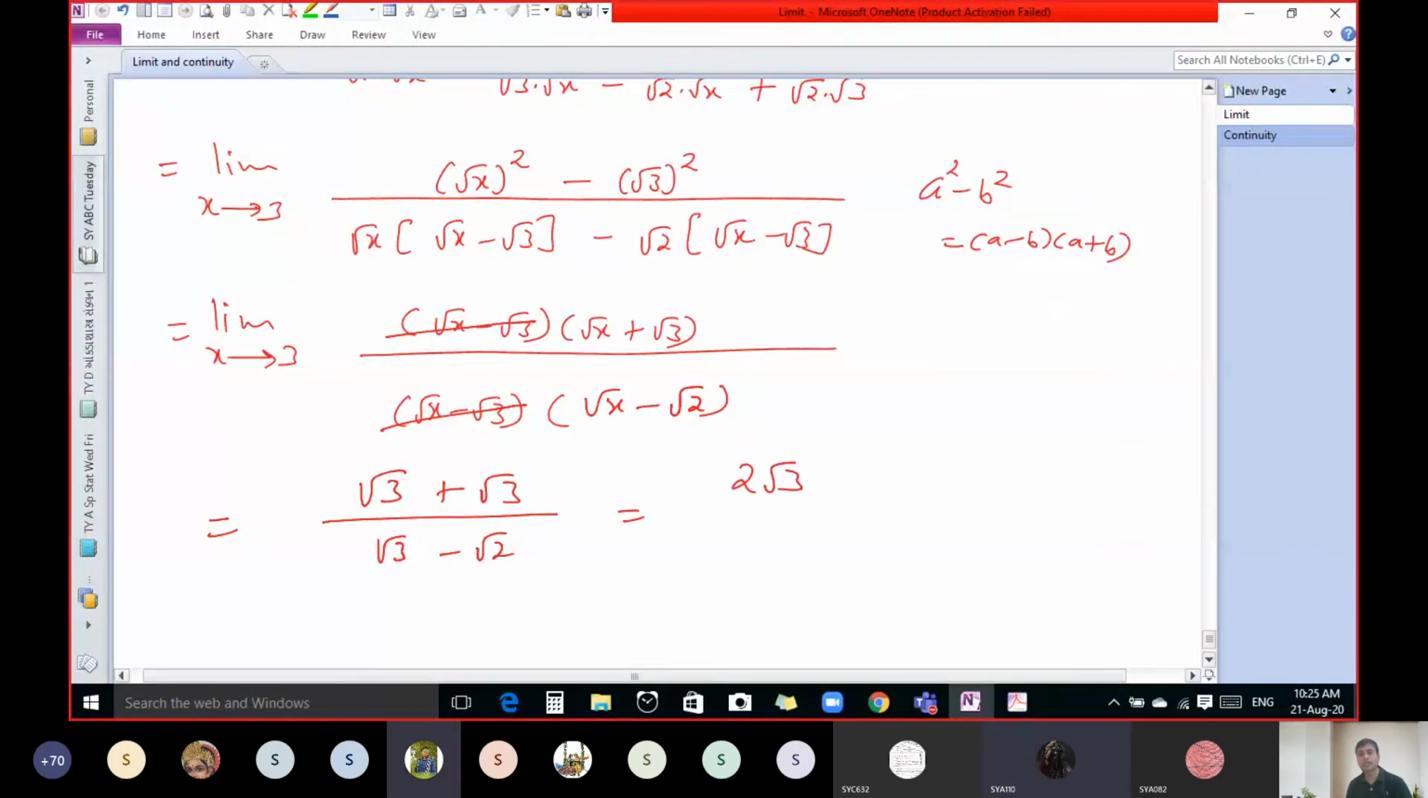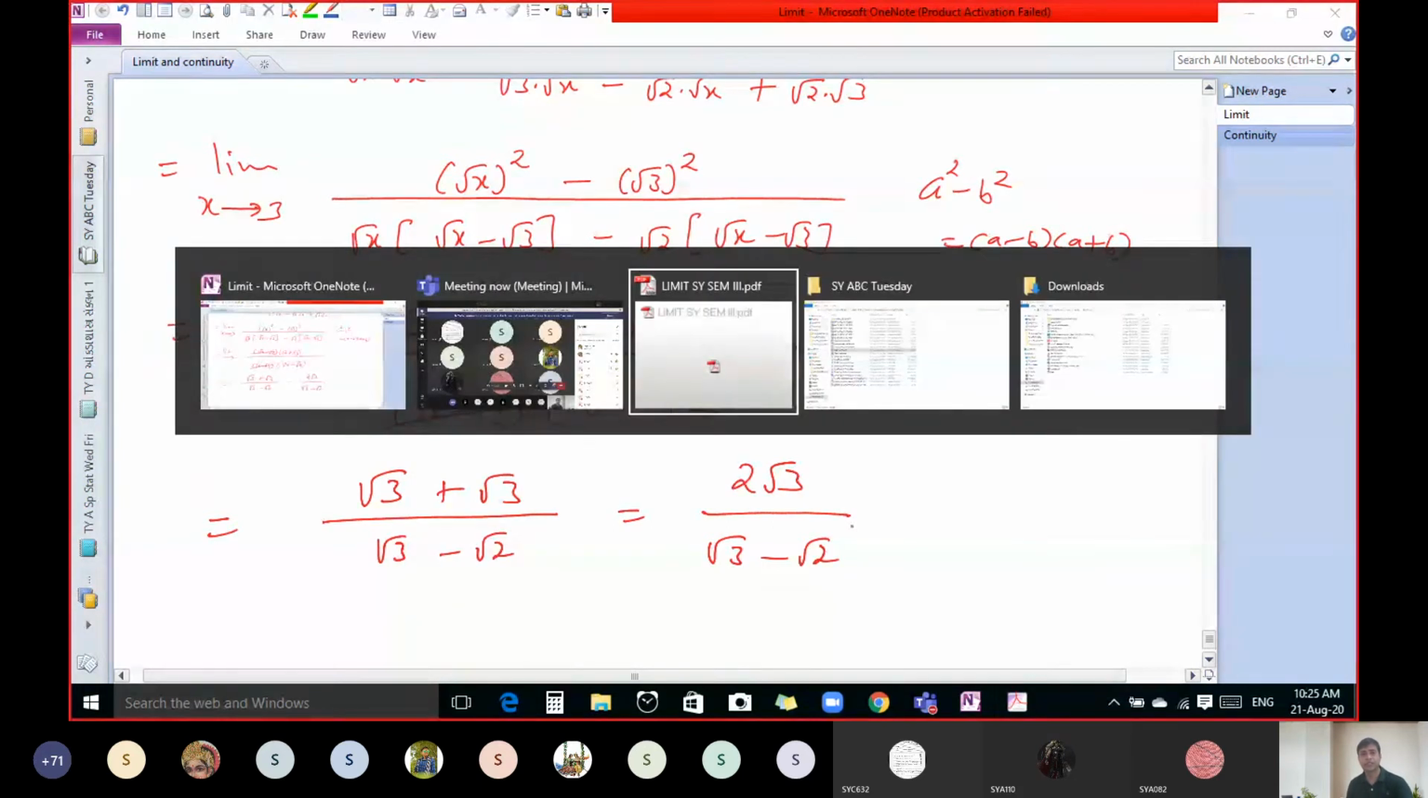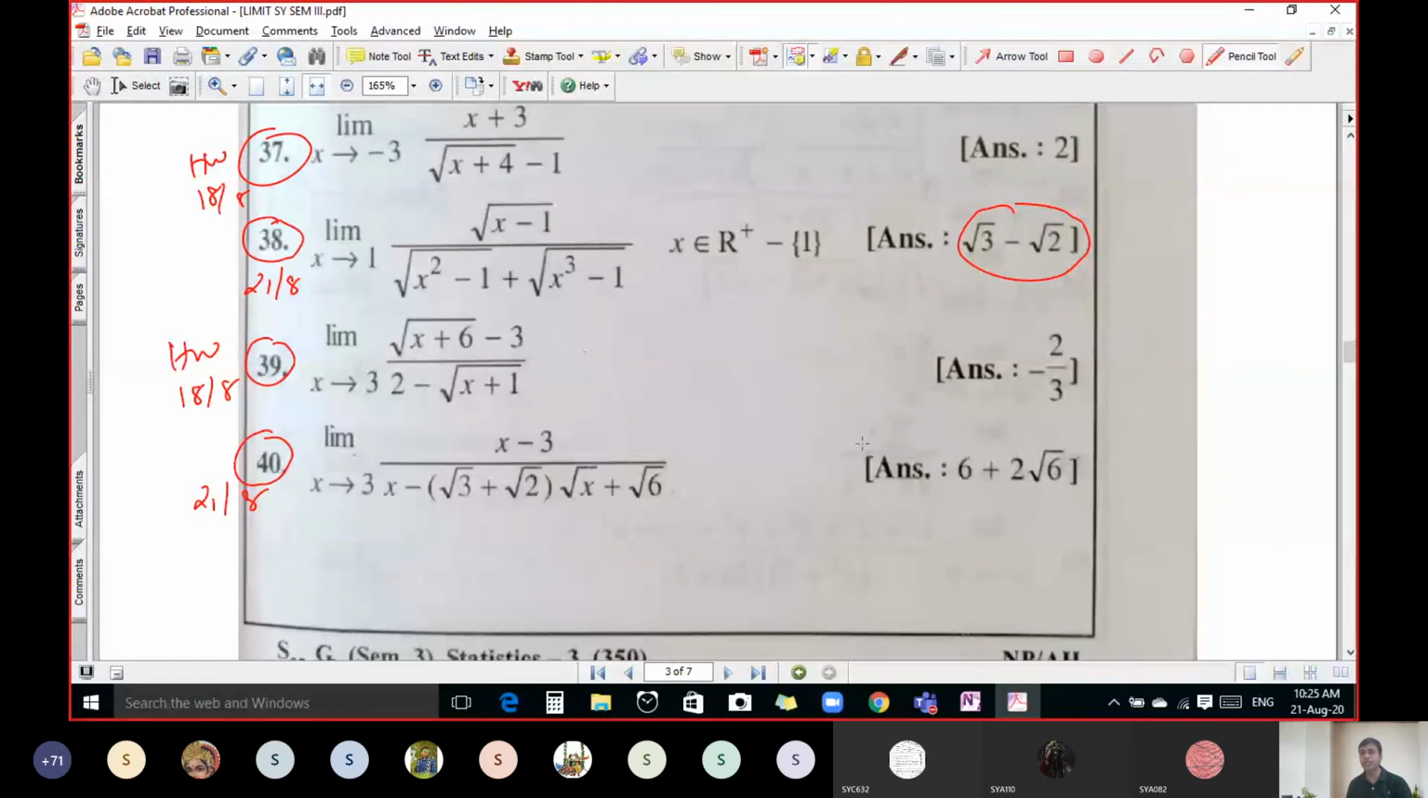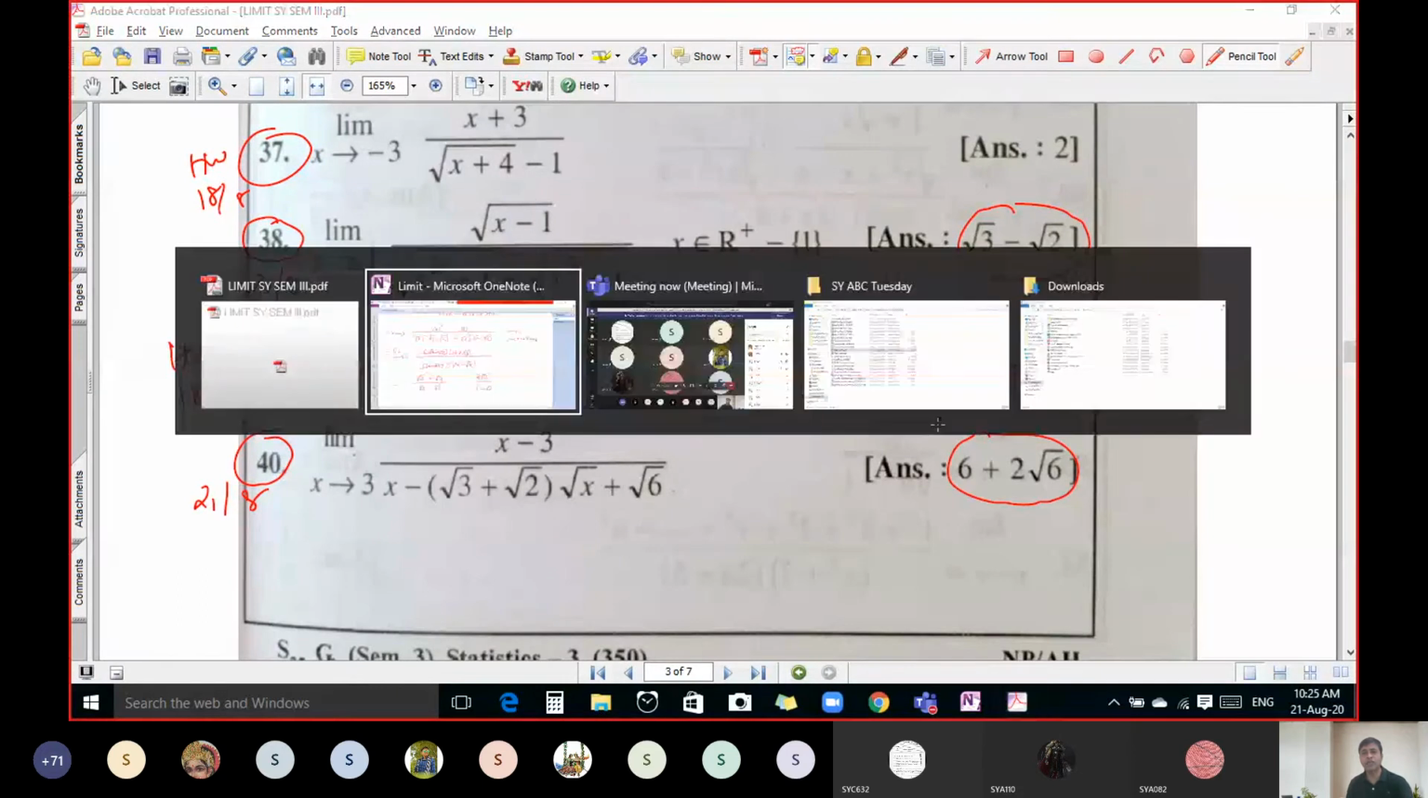Perfect. और ये तो as it is. So this is our final answer. Over. Answer आ गया. But if you see the answer given in the book, it is not exactly what we have here.